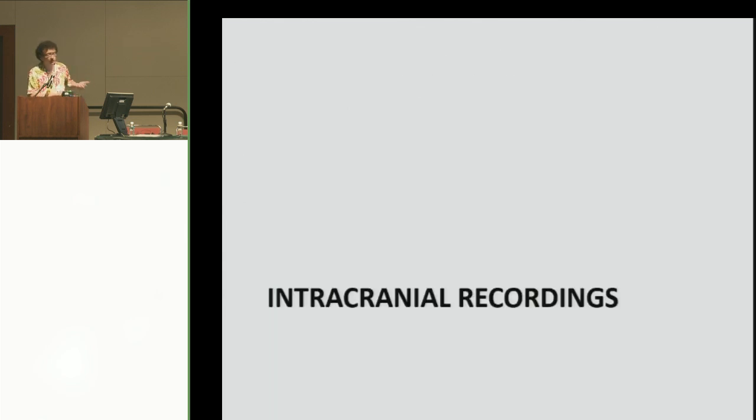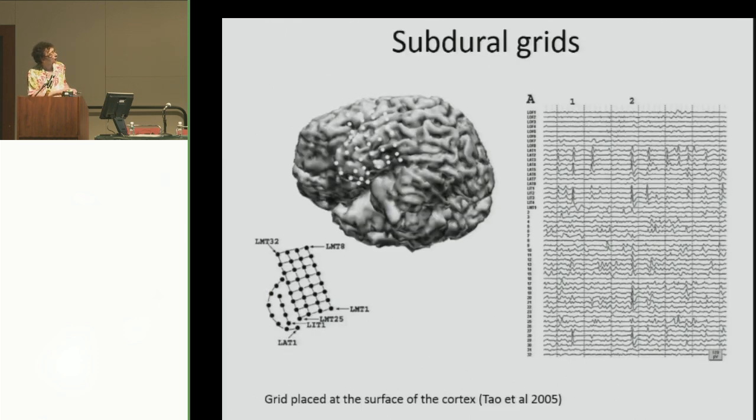I'll show you the two main types of intracranial recordings. One of them is subdural grids. This is a grid you actually put at the surface of the brain, and it records surface activity. That's very interesting because you can record quite a big extent of brain tissues. And this is the typical kind of activity we see in epilepsy.